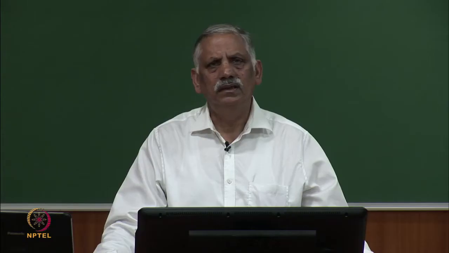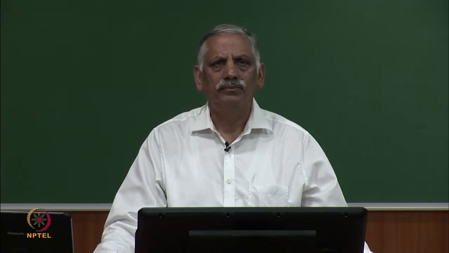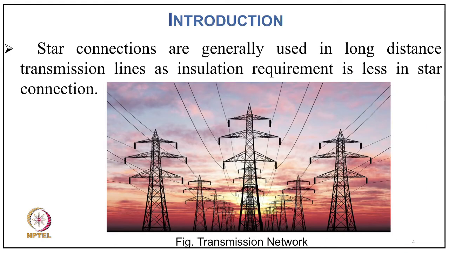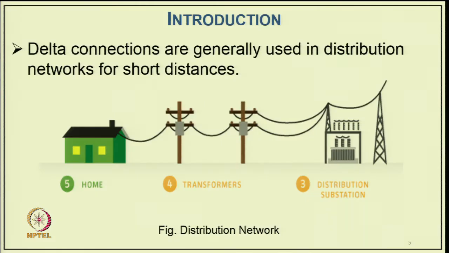So, coming to the introduction to this DC circuit, as we are talking about star delta connections. Star connections are generally used in long distance transmission lines as the insulation requirement is less in star connection, because a star connection can withstand higher voltage compared to delta connection as far as phase voltage is concerned. The voltage is normally in the system of line voltage, but here it corresponds to the star connection.